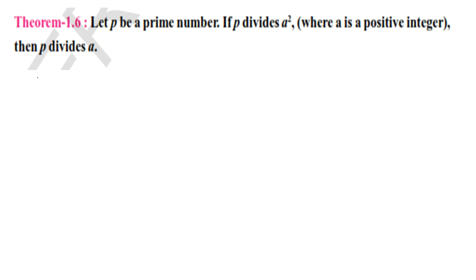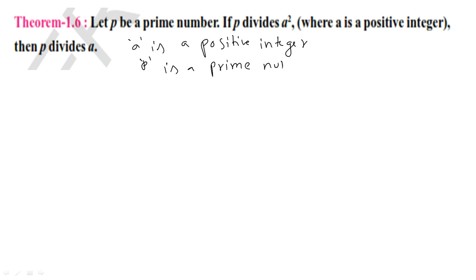Okay, let's consider. So what is given? A is a positive integer. Then what is P? P is a prime number.